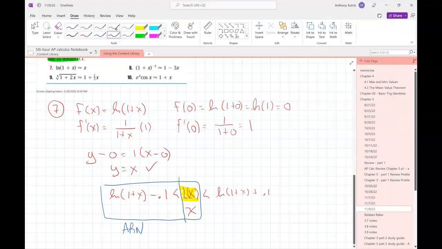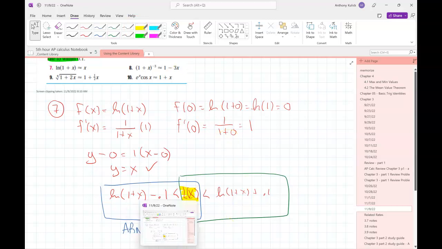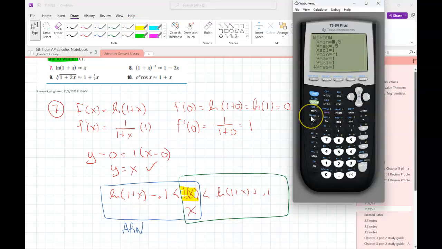Now I want to check the other inequality. What does ARN mean? All real numbers. So that solution is all values of x. What if it wasn't below it? Then you'd have to find the intersections, and you just want to describe the interval where it's above it. Which is what's going to happen on the next one here.